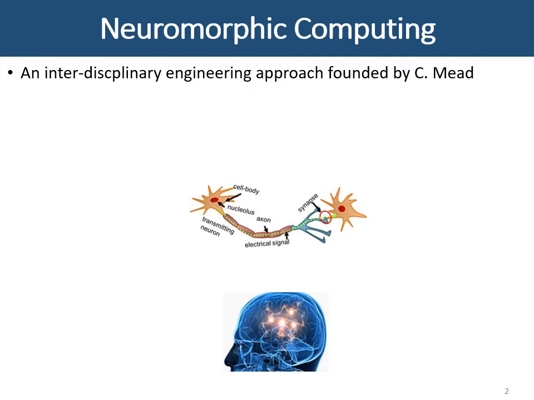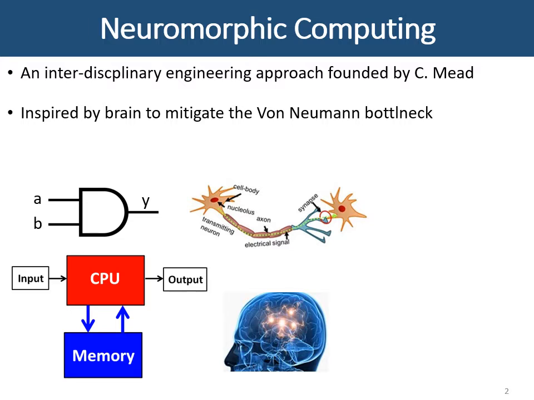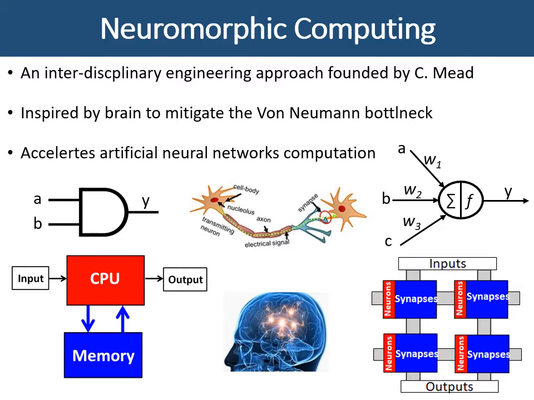Neuromorphic computing is an emerging engineering discipline founded by Carver Mead that strives to reproduce the brain's cognitive and adaptive abilities in hardware by mimicking its architectural and dynamical properties to rethink the way computing is performed. Thus, several neuro-inspired architectures have been proposed, shifting the spotlight from the traditional von Neumann paradigm to neuromorphic computing to accelerate artificial neural network computation at the analog level.